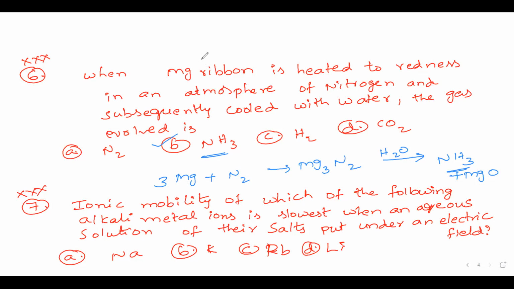It is nothing but ionic mobility. Since lithium has a high heat of hydration, it is more soluble in water, and it is the strongest reducing agent. So ionic mobility is lowest for lithium. The answer is lithium. Very, very important. This type of question will definitely come every year. So that is the NEET 2017 question. Now next question, question number 8.